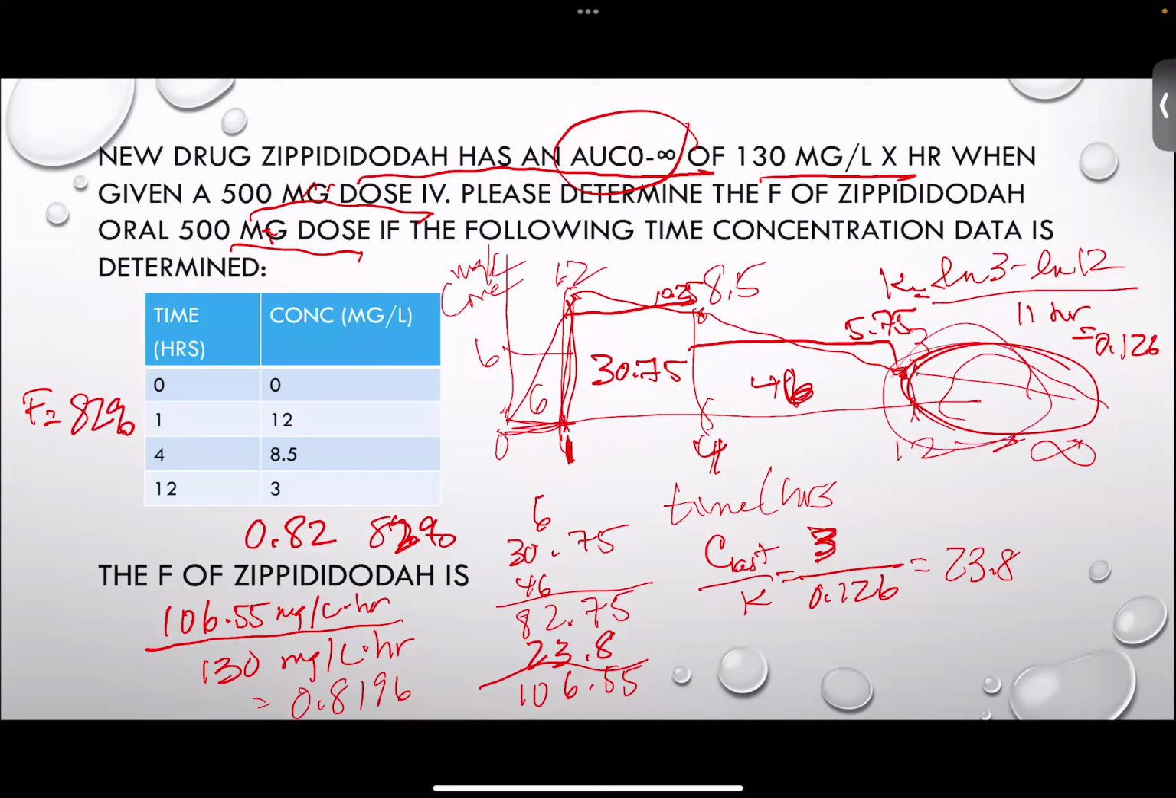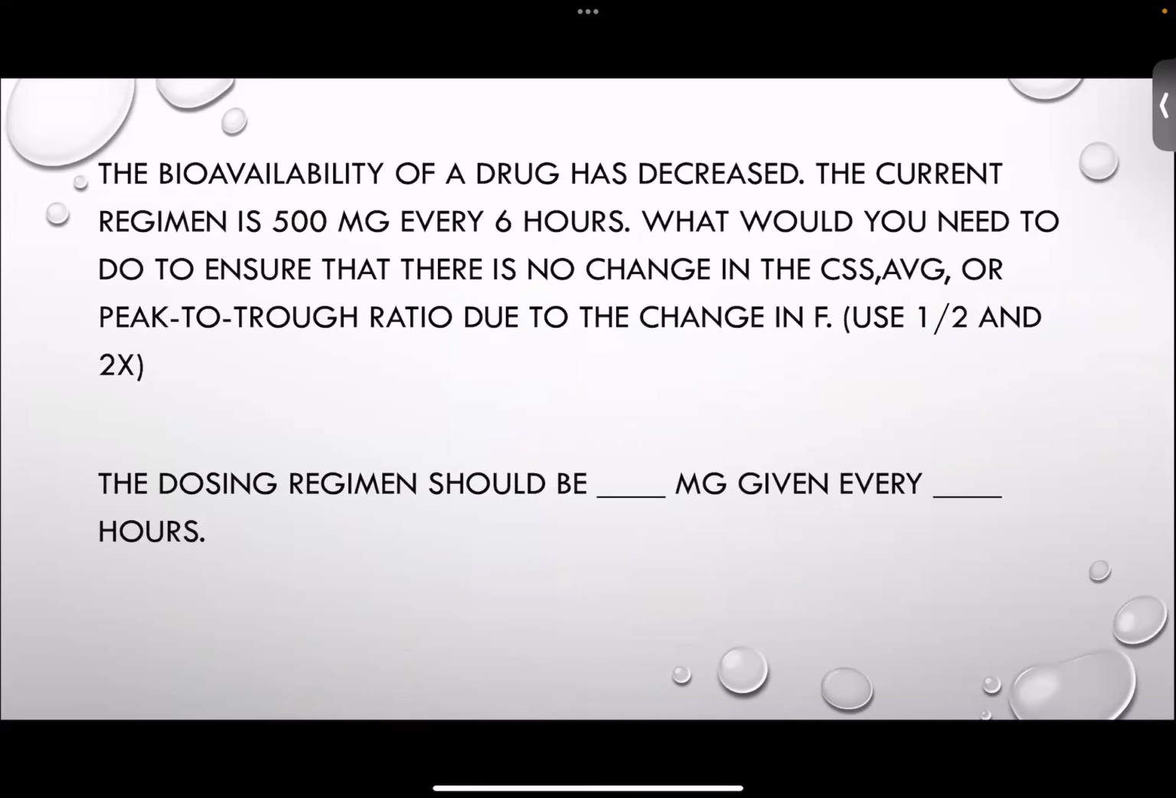You may have forgotten this piece. I don't know. The bioavailability of a drug has decreased. Okay, I like to write this down. The current regimen is 500 milligrams every 6 hours. What would you need to do to ensure there's no change in the CSS average or peak to trough ratio due to a change in F?